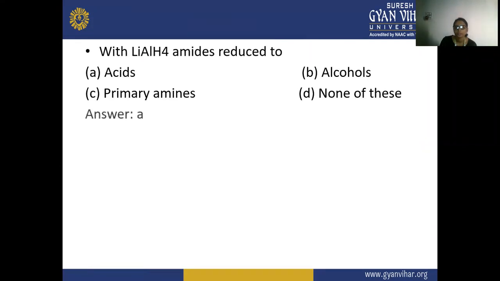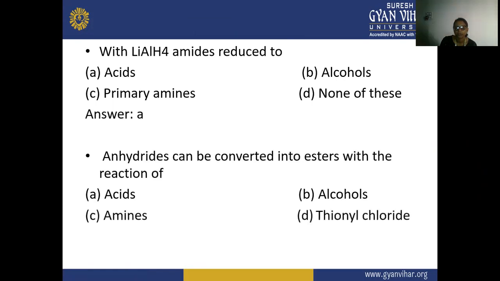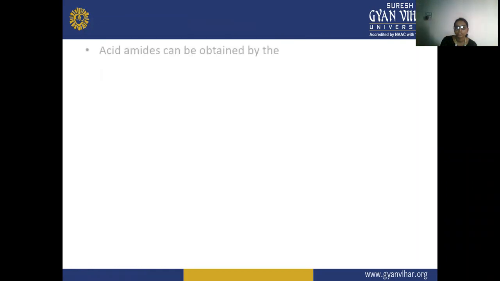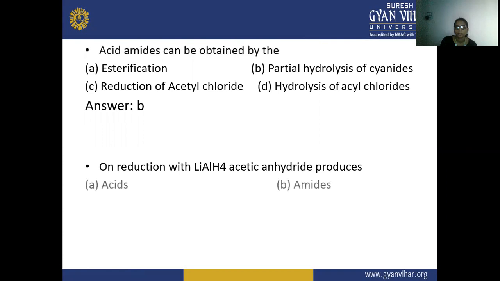Next, with lithium aluminum hydride, amides reduce to acids, and the anhydrides can be converted into ester with the reaction of amines. Next, acetamide can be obtained by the partial hydrolysis of cyanide, and on reduction with lithium aluminum hydride, acid anhydride produces alcohol.